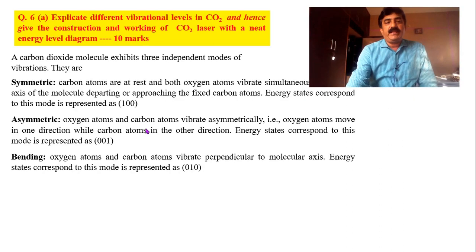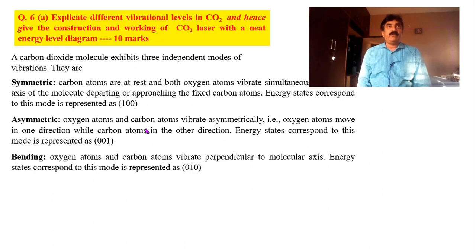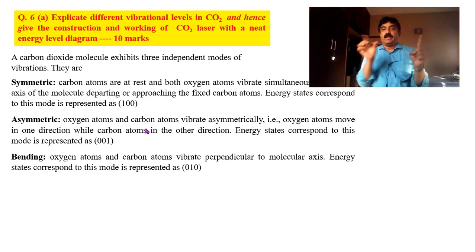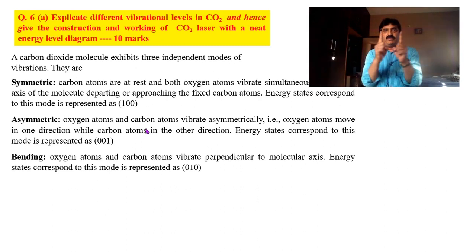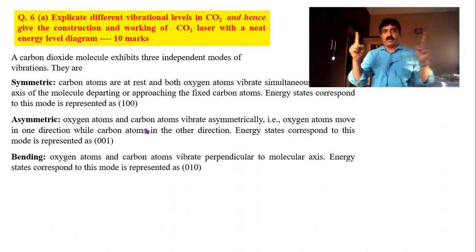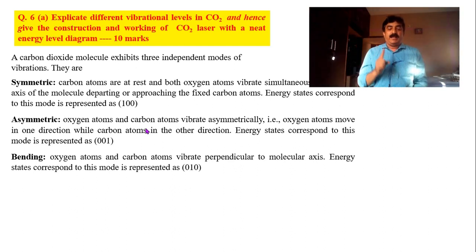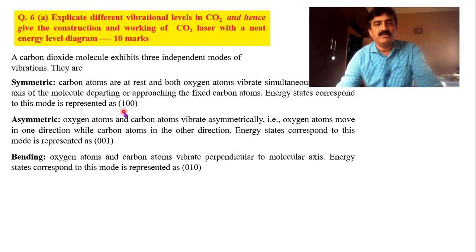First, symmetric vibration. What is symmetric vibration? Read it. Carbon atoms are at rest, both oxygen atoms are vibrating. The central carbon stays fixed, only the oxygens vibrate to and fro. This is nothing but symmetric vibration. They come towards each other, go away, come towards, go away. This is what is called symmetric vibration, and these vibrations are represented by 100.